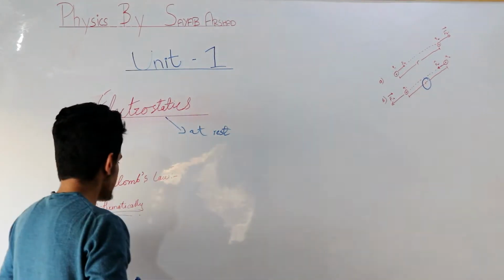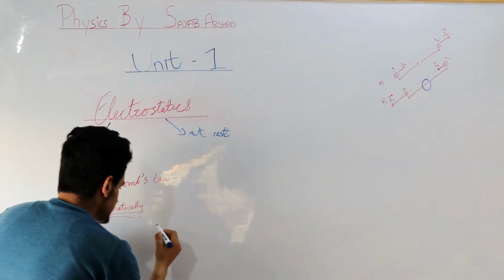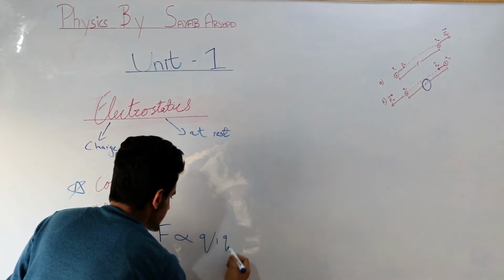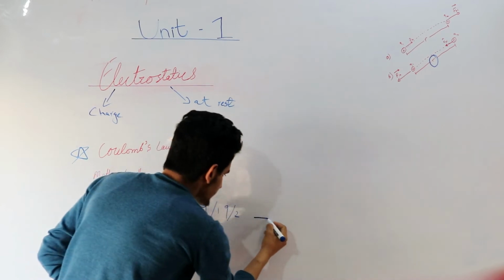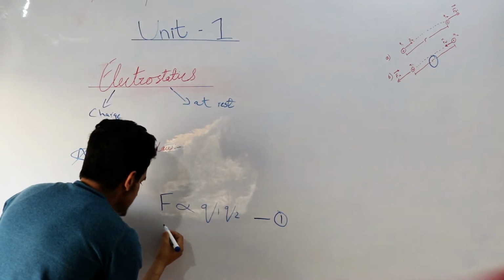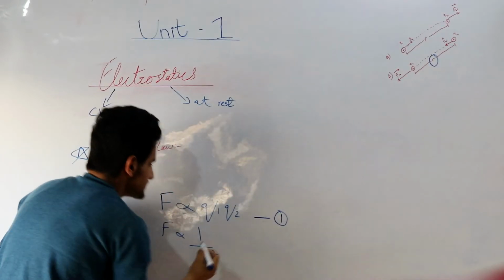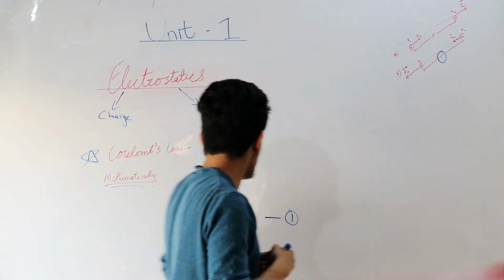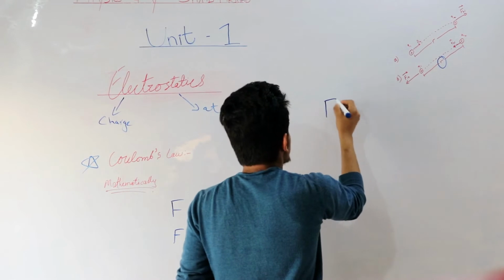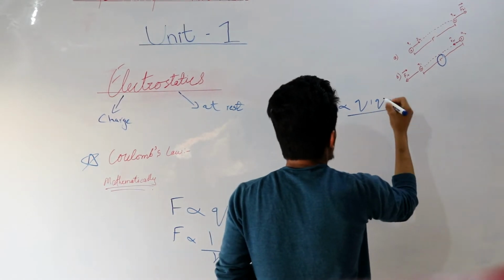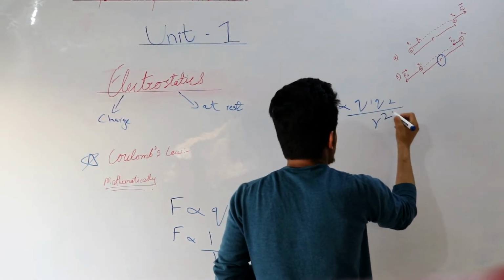So let's start. As mentioned in the definition, the force is directly proportional to the product of the charges. As we mentioned in the second part of the definition, the force is inversely proportional to the square of the distance between the two charges. On taking these two relations together, we get that F is directly proportional to the product of the two charges and inversely proportional to the square of the distance between them.